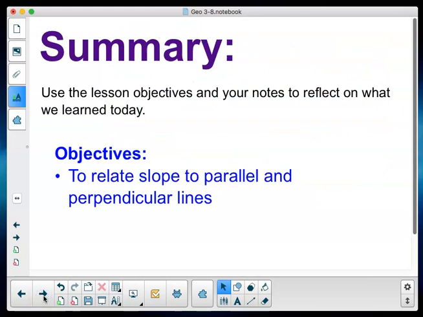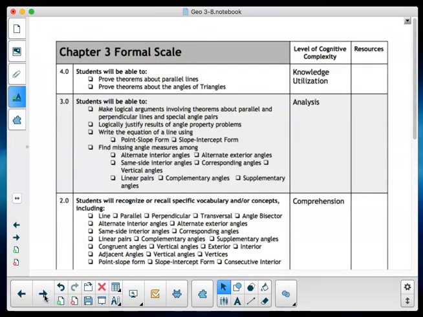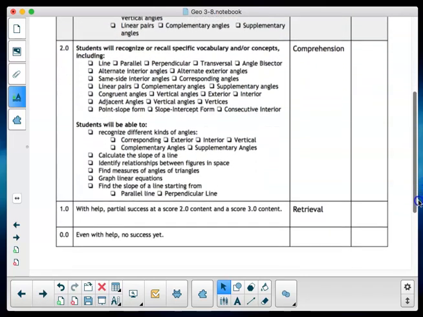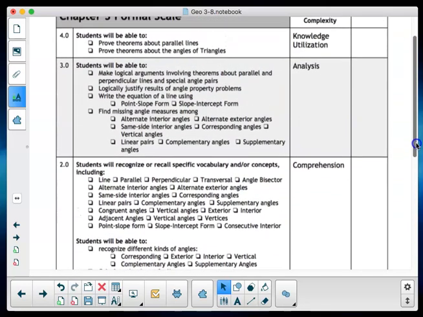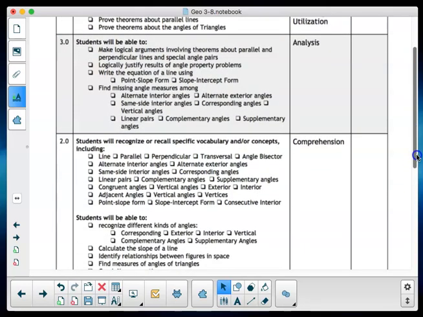Part of your summary today, use the lesson's objectives in your notes to reflect on what we learned today. Our objective, keep in mind, is to relate slope to parallel and perpendicular lines. Look at the front cover of your notes. This is Chapter 3, Formal Scale. Check off the remainder of the things you have left and pay attention to the things you don't, because the things you haven't checked off, you need to seek out enlightenment because it is time to prepare for the test. We have a chapter test coming up in the next couple days, so make sure you're ready to rock and roll.